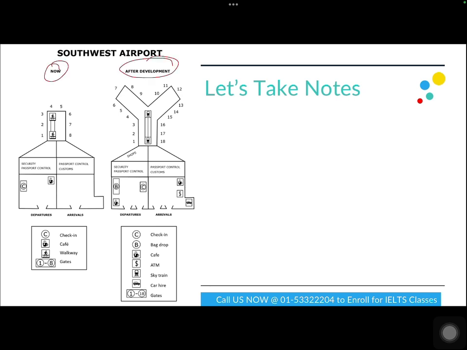Now let us take notes for the map based question, and you should be able to categorize the information given in the map in these 4 categories. Whenever you are trying to compare a certain thing between two time periods, see what has changed over time. So the first category for noticing the change is components that have remained the same over time.